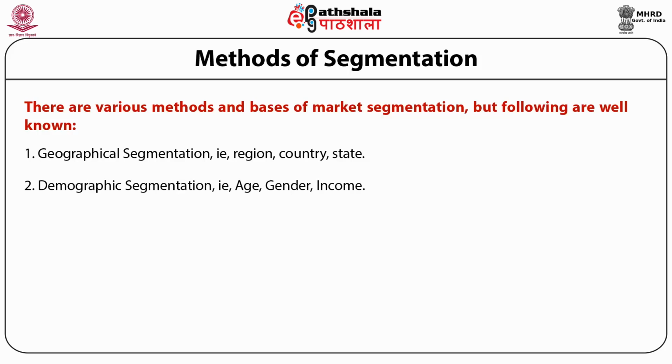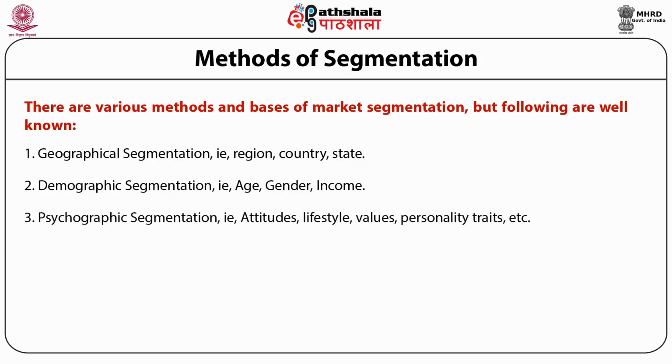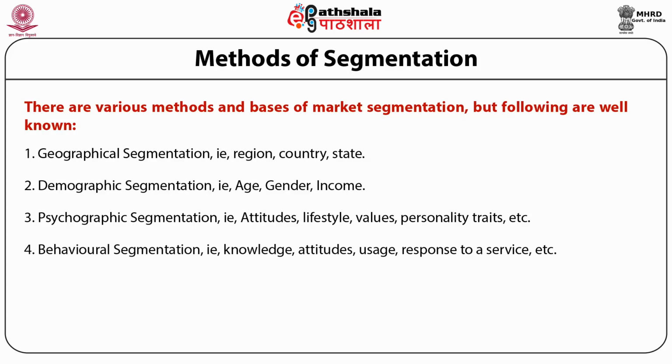Demographic segmentation may also be helpful, which could be based upon age of the users, gender of the users, lifestyle, income of the users, family, etc. Psychographic segmentation would include or could be on the basis of users' attitudes, lifestyle, values, personality traits, etc. Behavioral segmentation could be based upon knowledge of the users, their usage of information, response to services, attitude to library resources and services, etc.